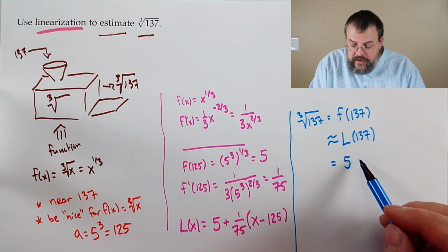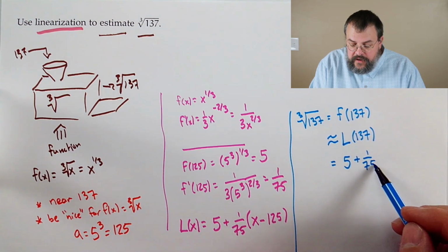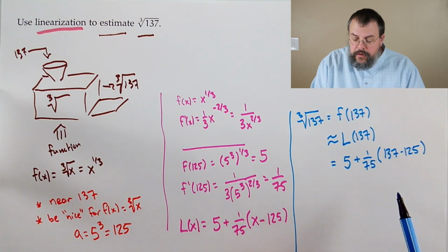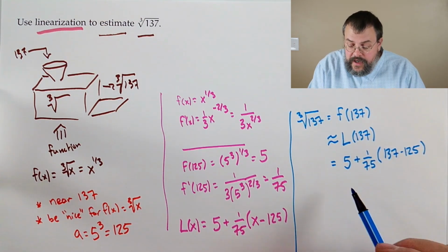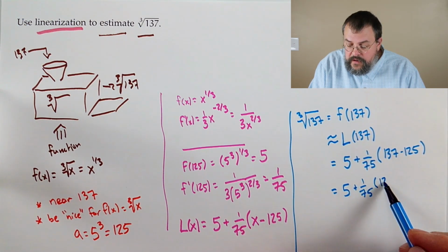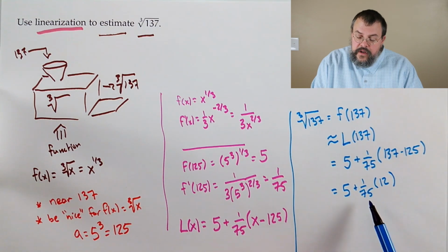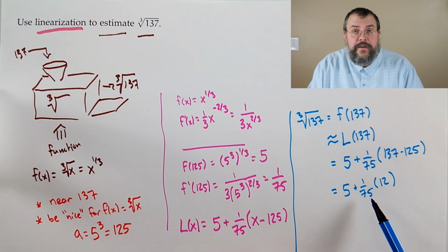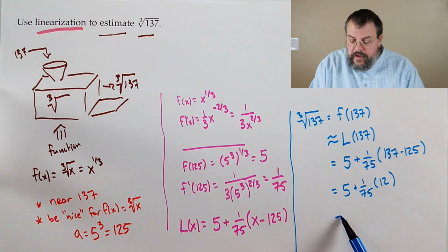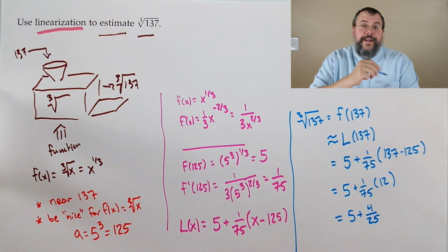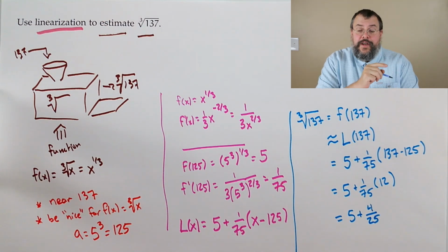Okay, so what is that? So that's 5 plus 1/75 times 137 minus 125. Well, if you take 137 and you subtract 125, what do you get? You get 12. Okay, now notice 12 and 75 have a nice common factor. They have a factor of 3 in common. So if you cancel the 3, you really get plus 4/25.